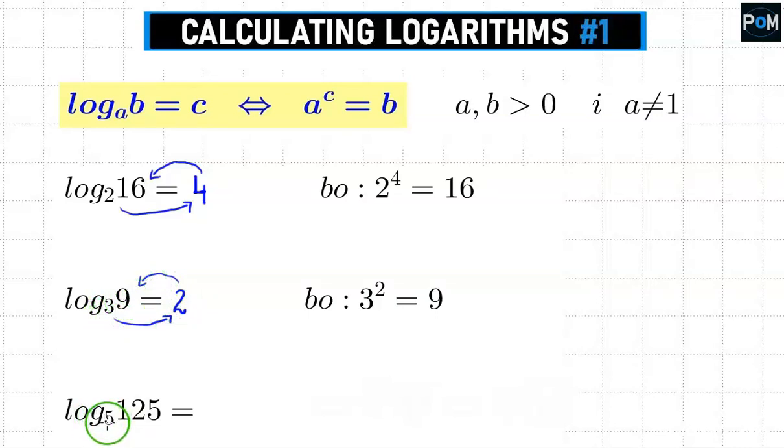Third example, the log base 5 of 125. 5 to what power to get a result of 125? Here we fit the number 3. 3 suits us because if we take this 5 from here, we raise it to this power, which means 5 to the power of 3, we will get this result, which is 125.